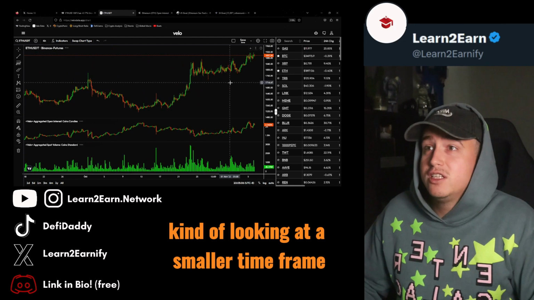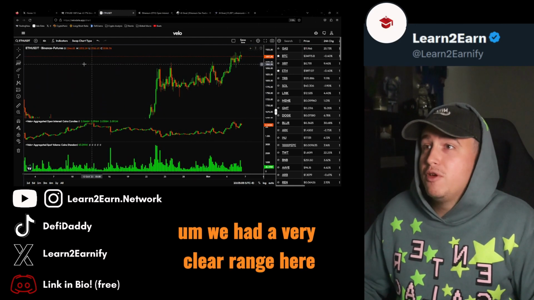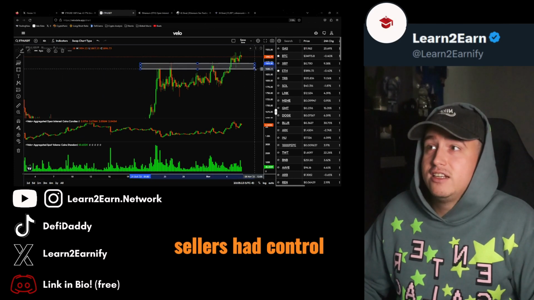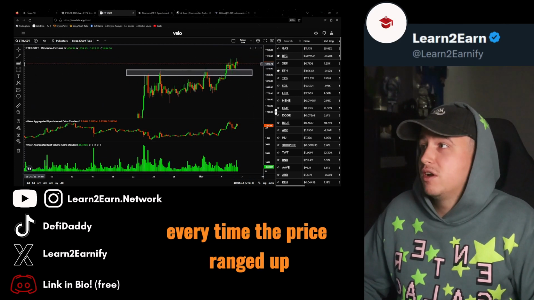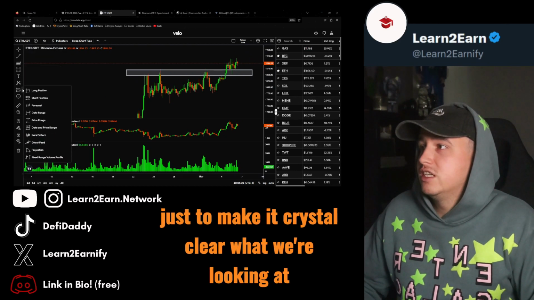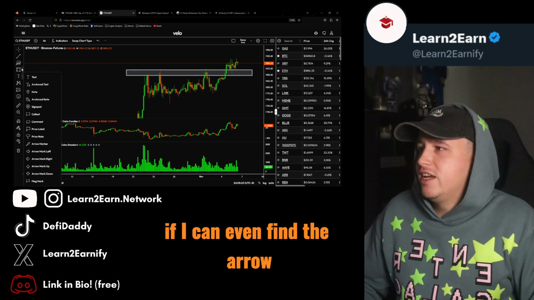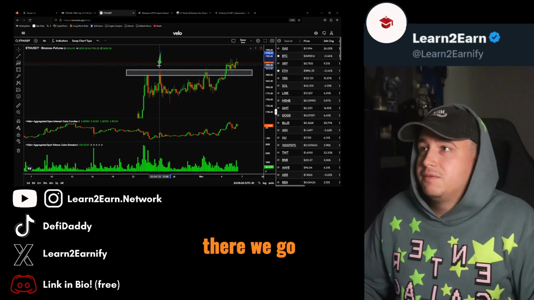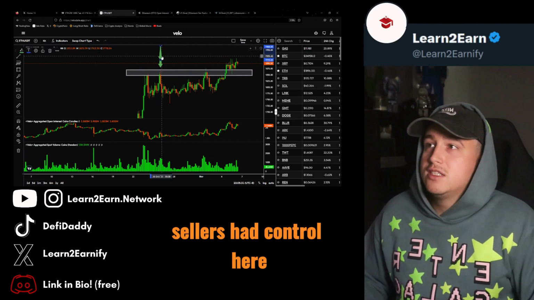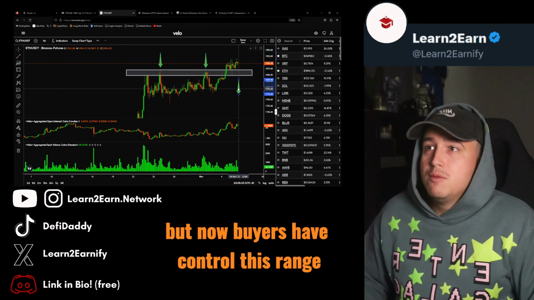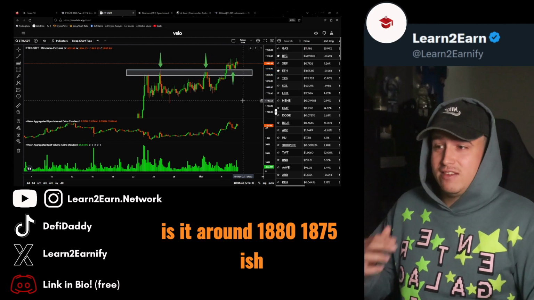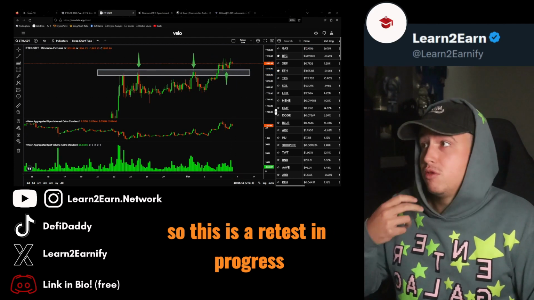Kind of looking at a smaller time frame, this is the 4 hour. We had a very clear range here. In this area, sellers had control, plain and simple, right? Every time the price ranged up, let me put a little arrow in here just to make it crystal clear what we're looking at. There we go. So sellers had control here, push the price down. Sellers had control here, push the price down. But now buyers have control. This range, I would say, is at around 1880, 1875-ish. So this is a retest in progress.